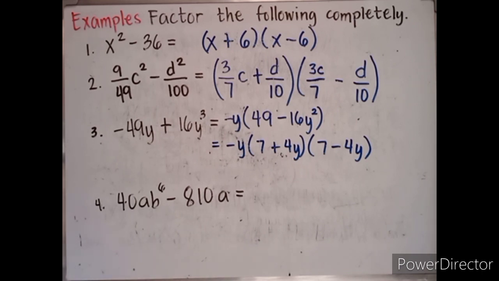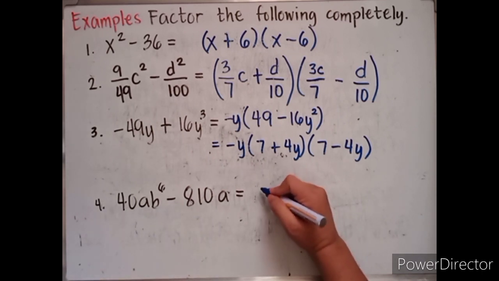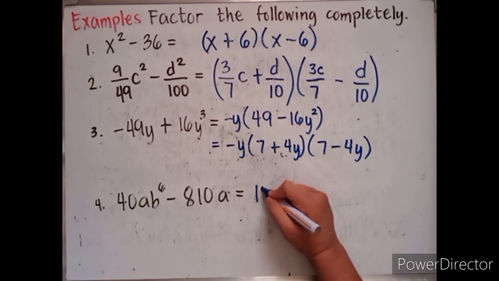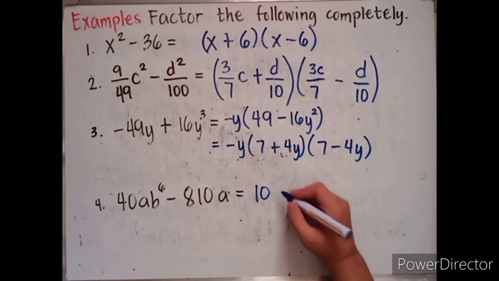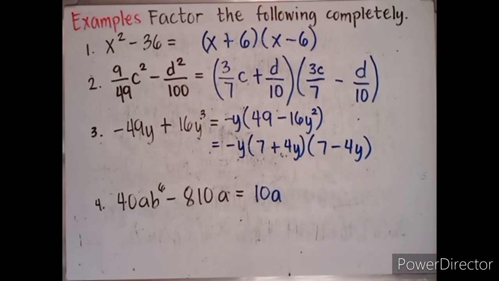Number 4. Mukhang meron din, no? 40ab to the 6 minus 810a. Okay, both of them are divisible by 10. So, labas natin yung 10. Factor out natin yung 10, since they are both divisible by 10. And then, we have a. We also have a, so labas din natin yung a. May b. Wala namang b rito. So, therefore, that's the GCMF.